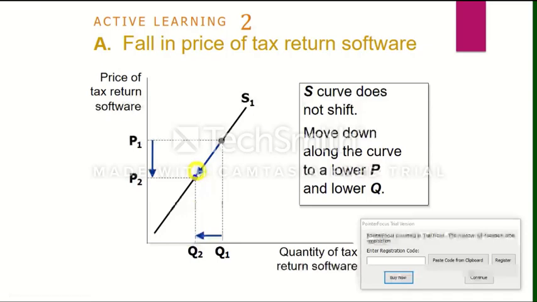Now let's suppose that you are a supplier of tax return software. Originally you are selling the software at price P1 and you are selling quantity Q1. If the price goes down, as a seller you are making less money now, so you are less willing to supply more of the product. So you shift from Q1 to Q2, showing a decrease in quantity sold when price decreases from P1 to P2. So here it shows the movement along the supply curve.